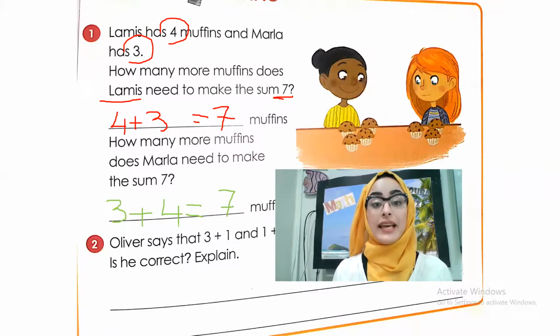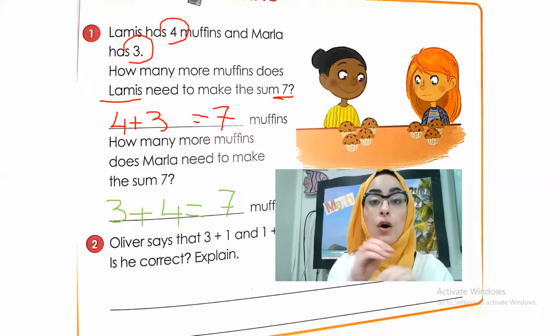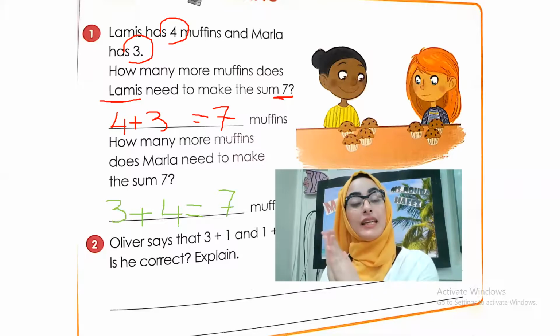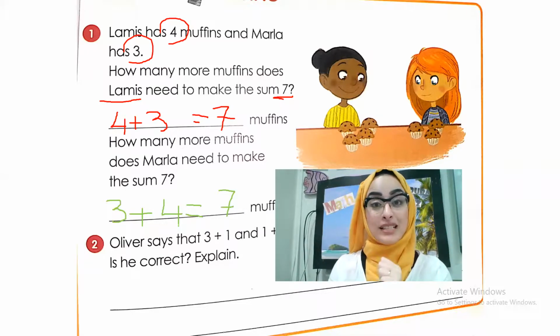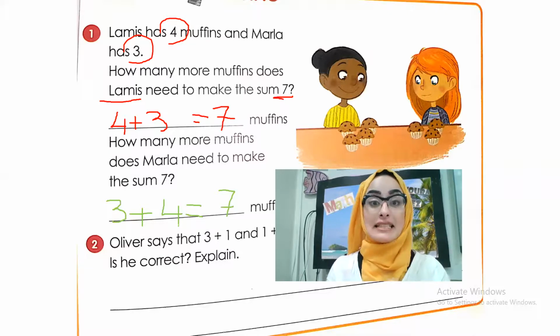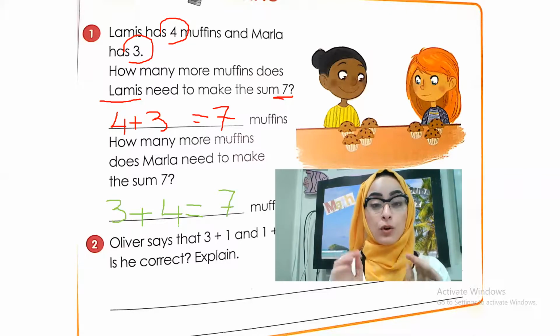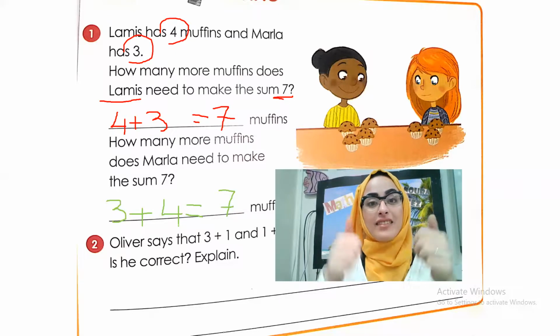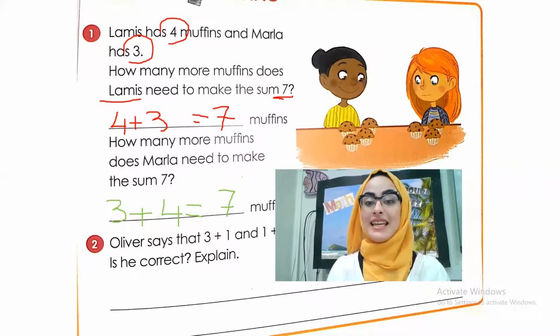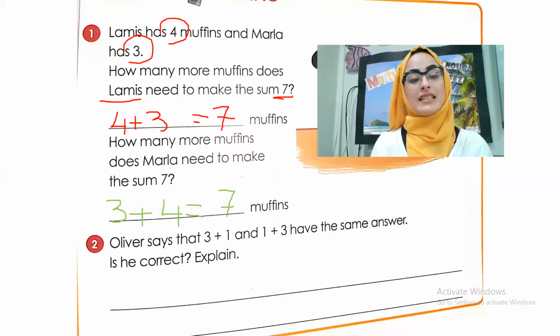The sum is the same. And if you switch the order of your addends, 4 plus 3 equals 7, and 3 plus 4 equals 7. They are the same. So if you change the order of your addends, the answer will be the same. Perfect. Let's go to number 2.